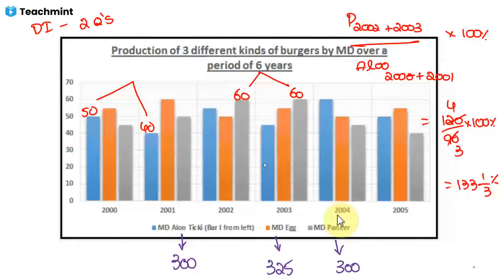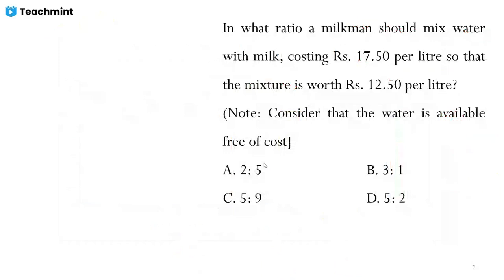Then see the next one, my dear friends. Mixtures and allegations also, we can expect 1 question. These 2 questions are from previous CoCubes only. 2 questions we are discussing, this one and the next one. Okay, 1 question we can expect from mixtures and allegations.